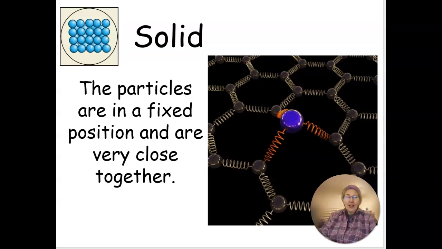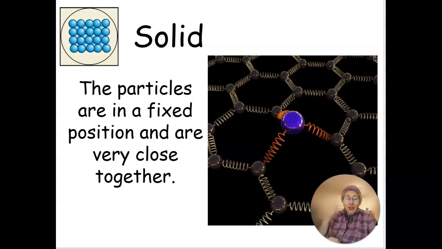Another thing about solids is that the particles are in a fixed position. So the animation on the left, you can see that they're all in that square formation. None of them are escaping, none of them are moving around. They are moving, they're vibrating in place, but they're not moving like going 3 centimeters to the right or 1 centimeter up. Just like the animation that's on the screen on the right, you can see that the atoms are in a fixed position, and the one that's highlighted is still moving, but it's not going very far. It's fixed in that location.